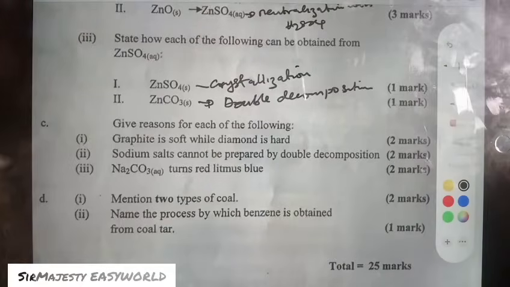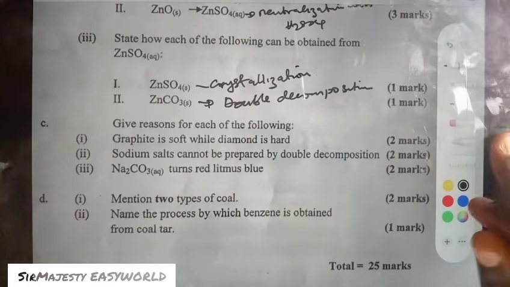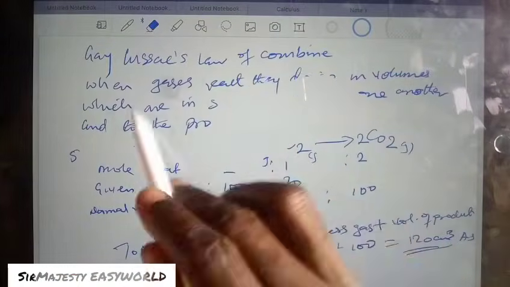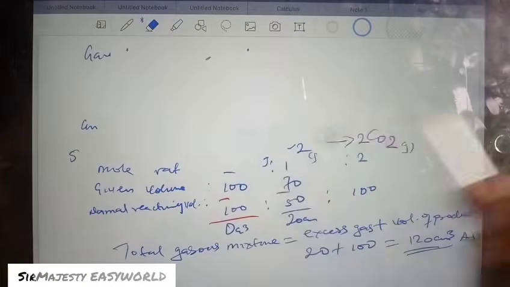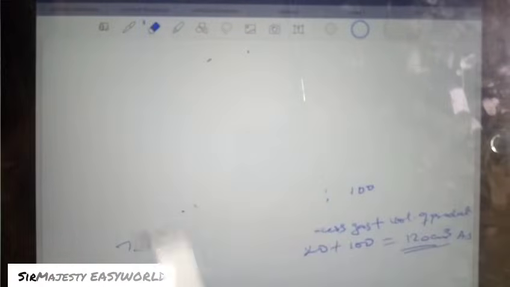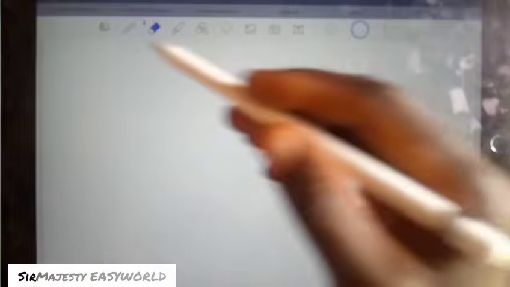Take note now, all salts of sodium are soluble. I have to lay my emphasis here. All salts of sodium are soluble, no exception. So that is the reason why you cannot prepare sodium salts by double decomposition. Remember, double decomposition is used to prepare insoluble salts. Like I told you how to convert zinc sulfate to zinc carbonate. Zinc carbonate is insoluble and they use double decomposition. But there is no salt that contains sodium that doesn't dissolve in water.